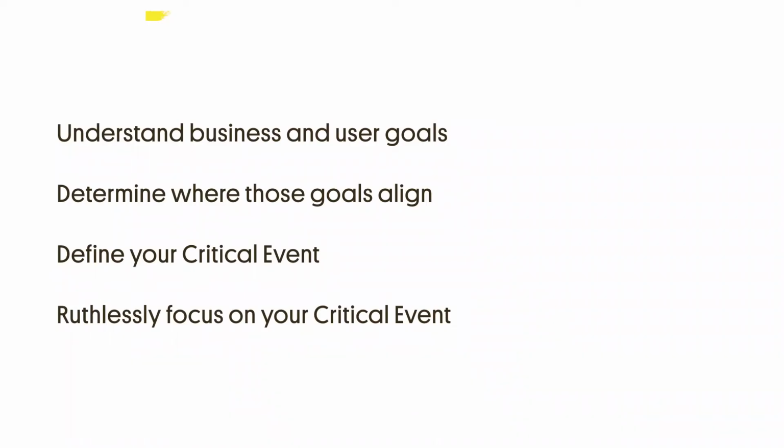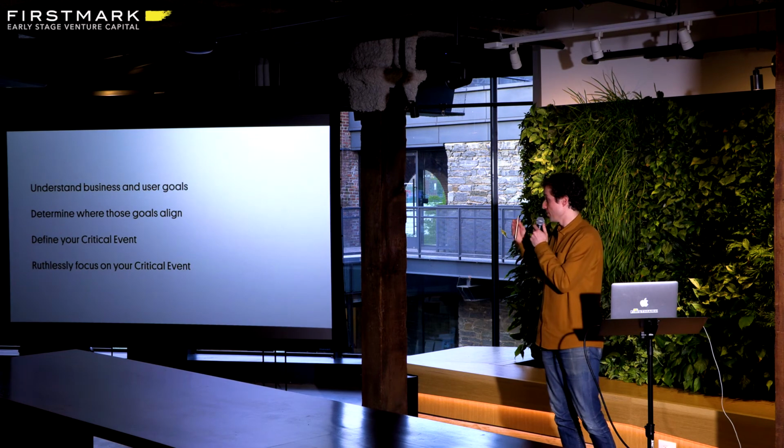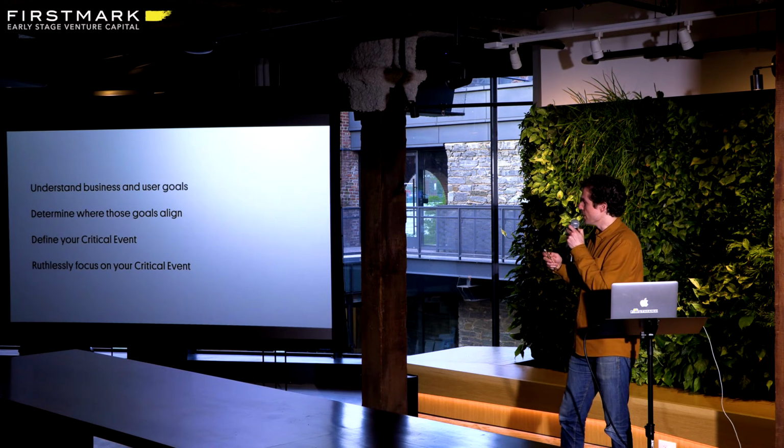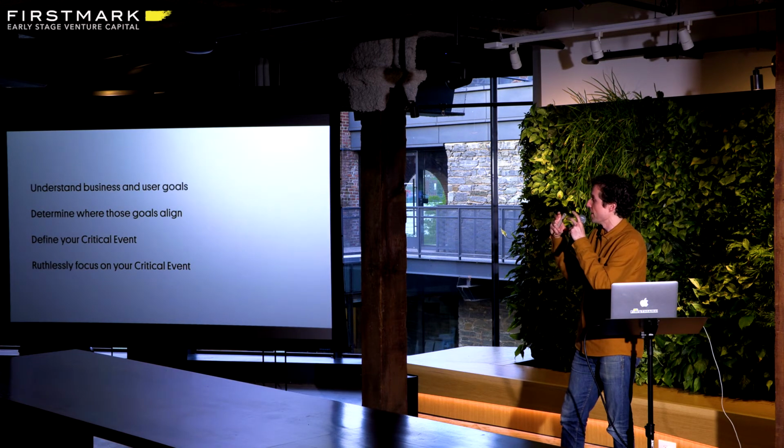And just to recap, starting out, if you're unsure of what your critical event is, the first step is to make sure you understand your business, both your business goals and your user goals. And then once you have a solid understanding of those, looking for where those align. And then in that area, if you're imagining a Venn diagram, in that area where those business goals and the user goals align, that's a sweet spot. That's where you will find your critical event.